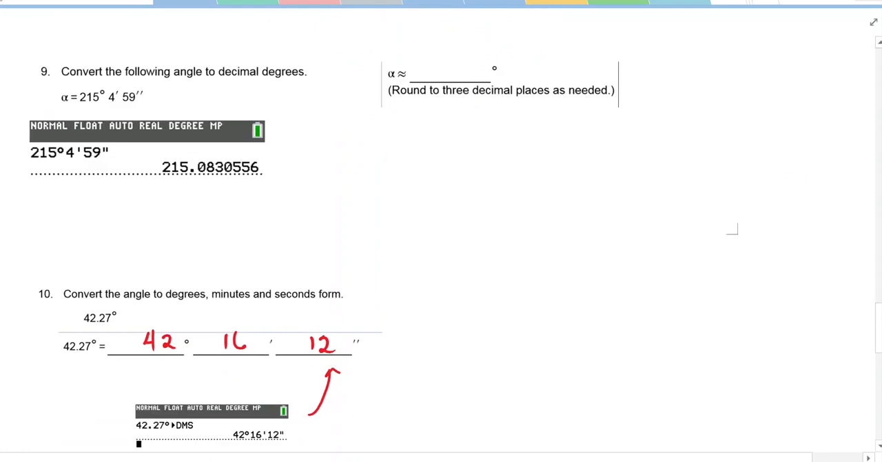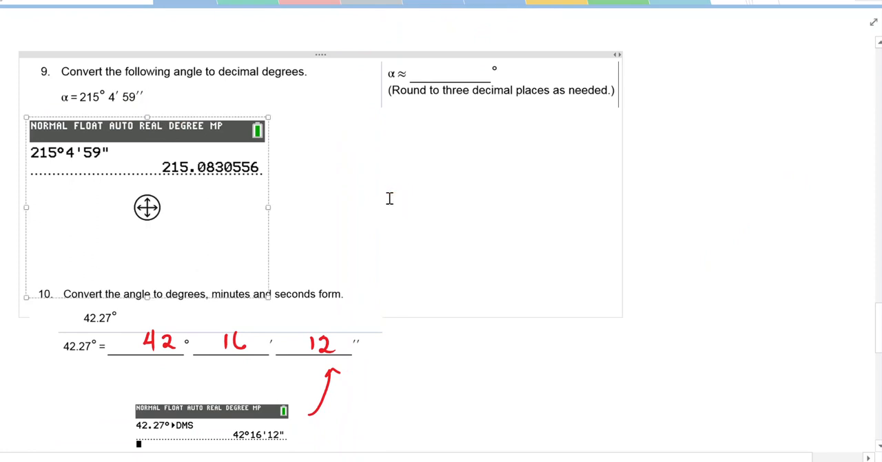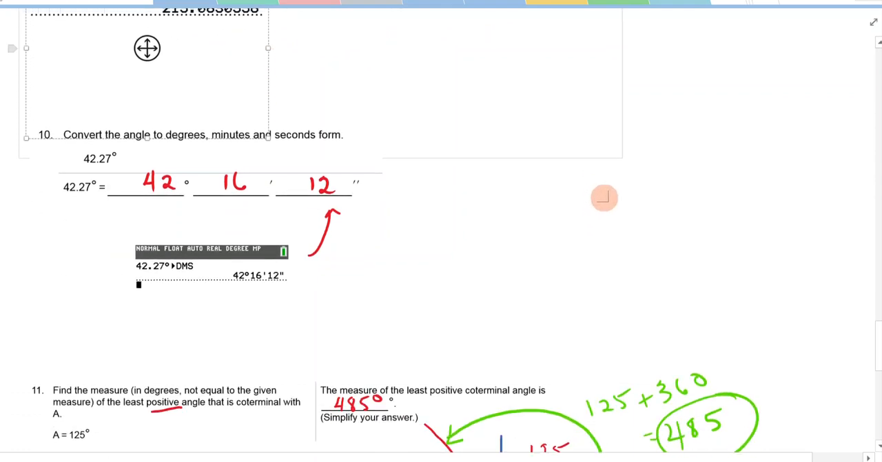Number 9, you're given everything in degrees, minutes, seconds, and you want to change it to decimal. So you put it in the way I showed you with the degrees, the minutes, the seconds, and then you just hit enter and it will put it in decimal. It does say round to 3 decimal places, so be sure you watch that. You would only put in 215.083. All right. Same thing here. You would put in 42.27 and go to DMS. It would give you these numbers.